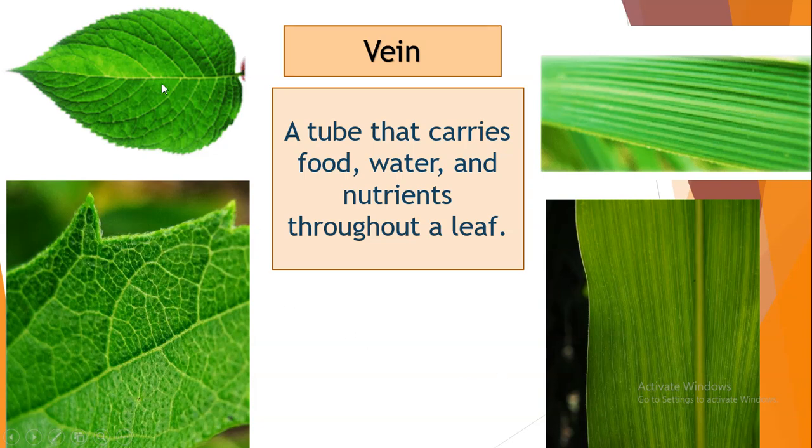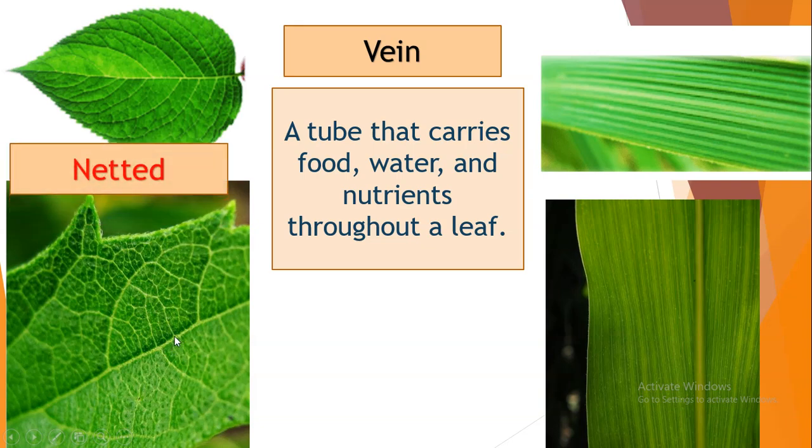So in these two pictures, we have knitted veins. They are veins that branch out from main veins. This is a main vein, and these are small veins that branch out from this main vein. Look at this picture. This is a main vein. And these small veins, they branch out from the main veins. Okay? So these two are knitted veins.